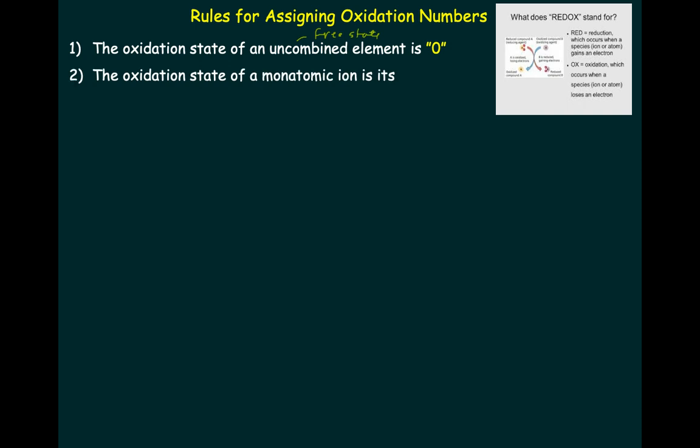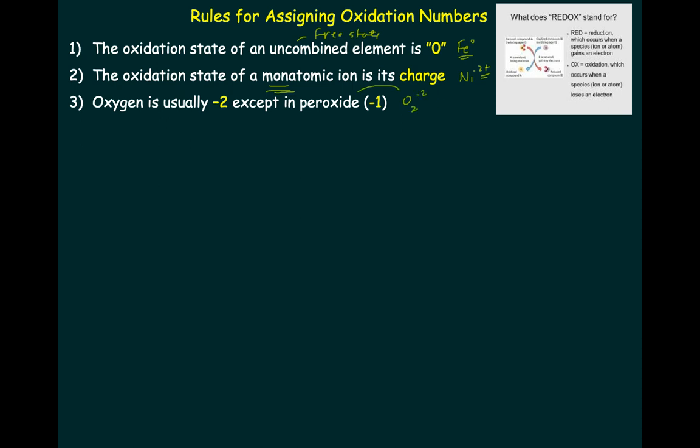Okay, the oxidation state of a monatomic ion. Monatomic means one atom. A single atom ion's oxidation state is its charge. So, for example, Ni2+ and Fe0. Fe0 would be 0 by itself. Nickel 2+, the oxidation state is its charge. Okay, oxygen is usually going to be -2, except in peroxide when it's -1. So that means oxygen is -1 in peroxide.